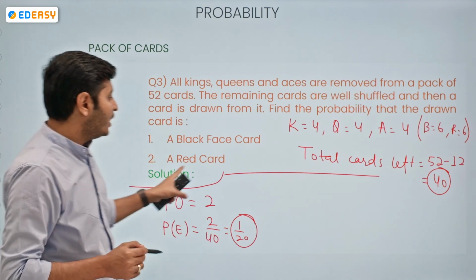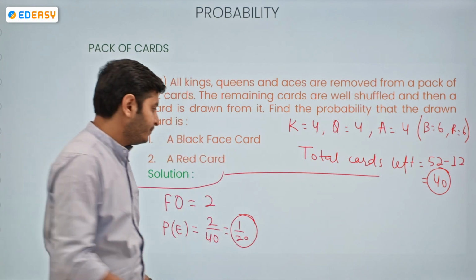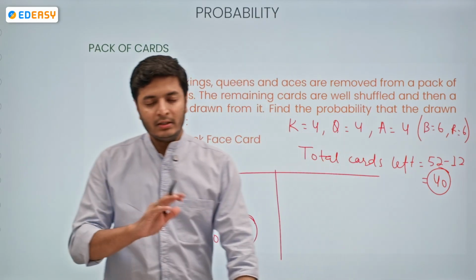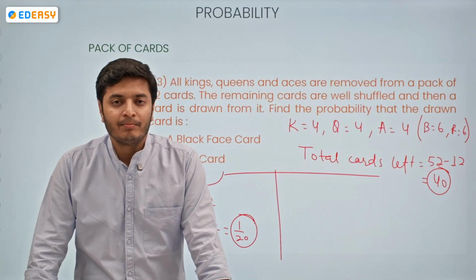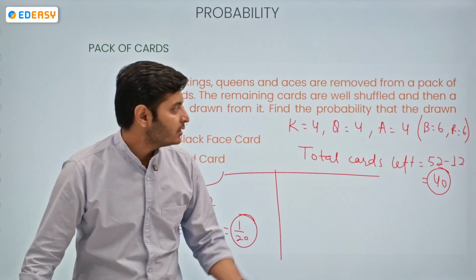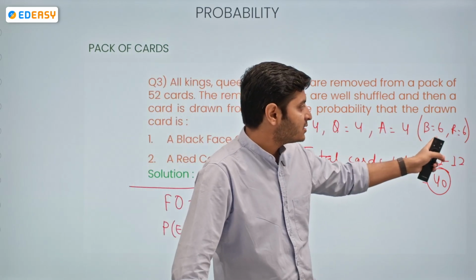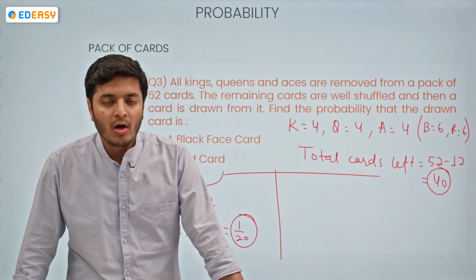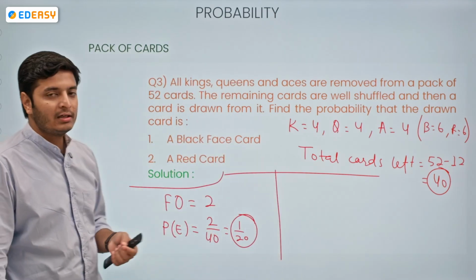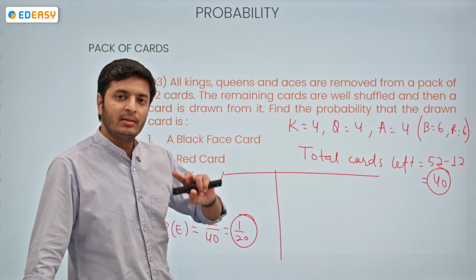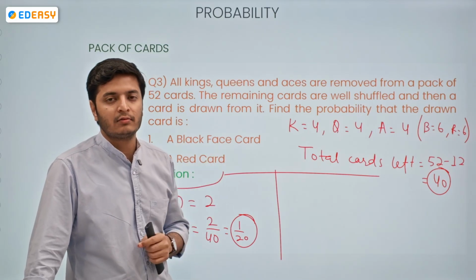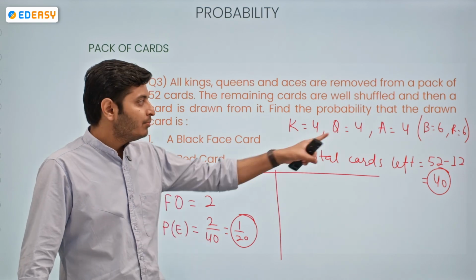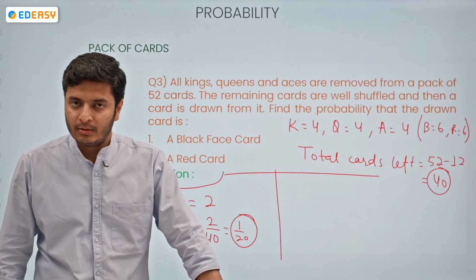Next part, a red card. First thing, we are removing kings, queens and aces, but they are of some color, no? That's why I told you that 6 black cards are removed, 6 red cards are also removed. So how many total red cards left now in the deck? Total number of red cards in the normal deck is 26, half of 52, half red cards, half black cards. But 6 of them got removed from the deck.